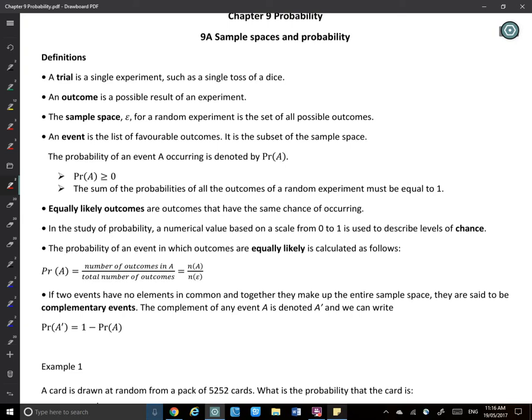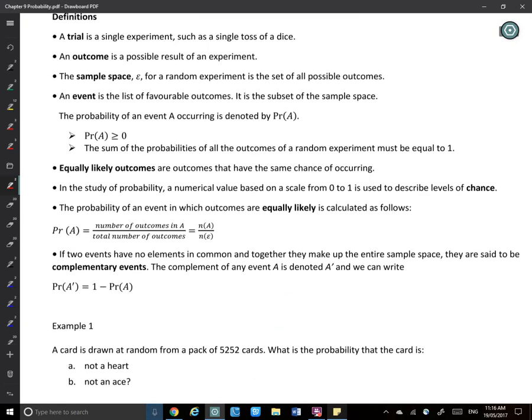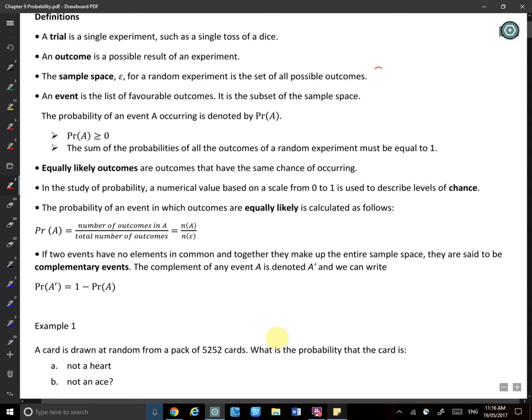What is a trial? A trial is a single experiment, such as toss a coin, throw a dice, or have a competition. An outcome is the possible result of an experiment. So I can say toss a coin, I can have outcome as head or tail. The sample space, we use a symbol like that, will equal head, comma, tail.